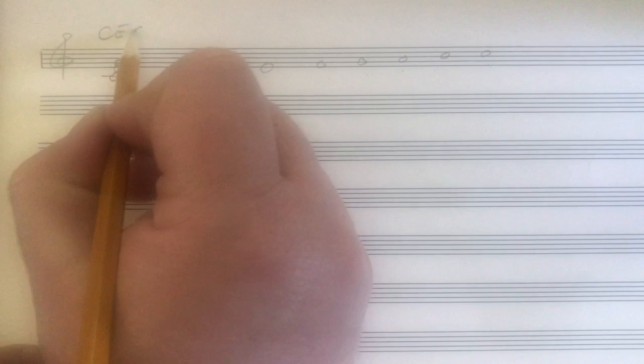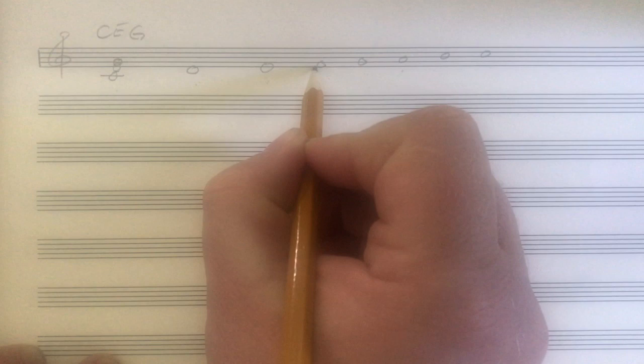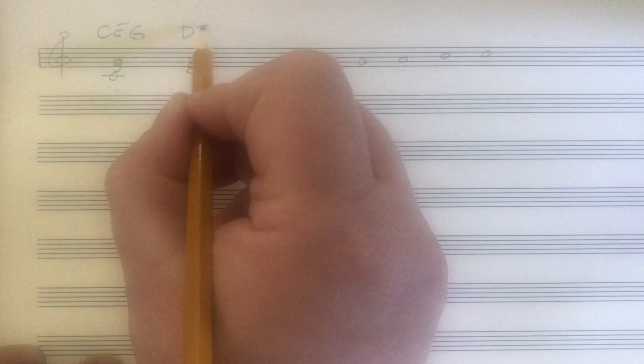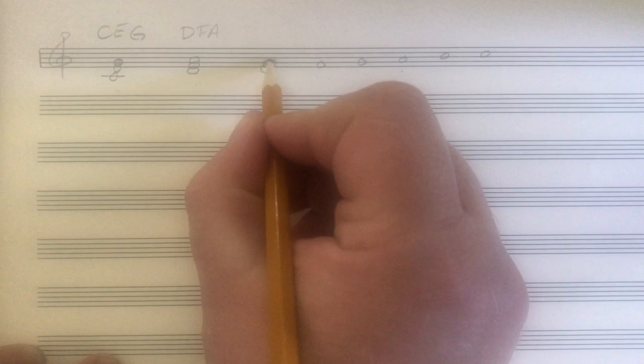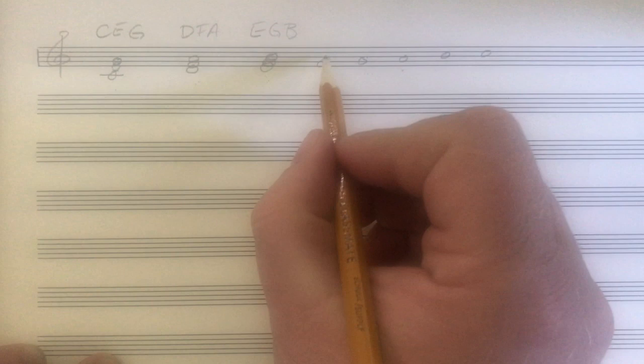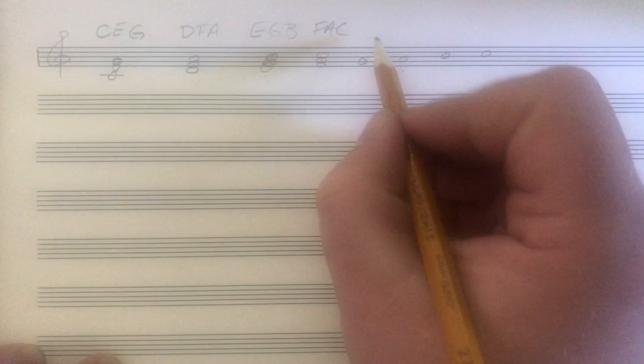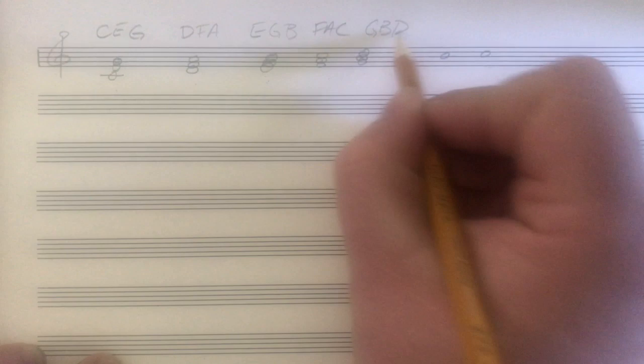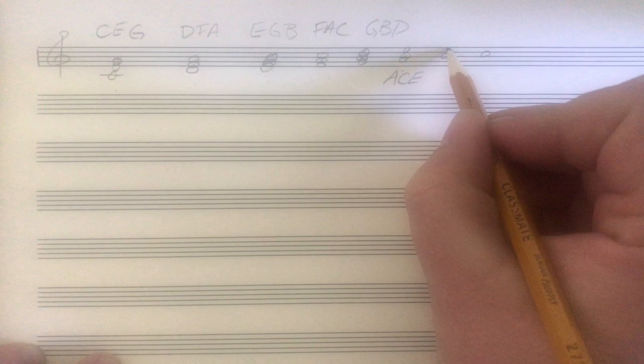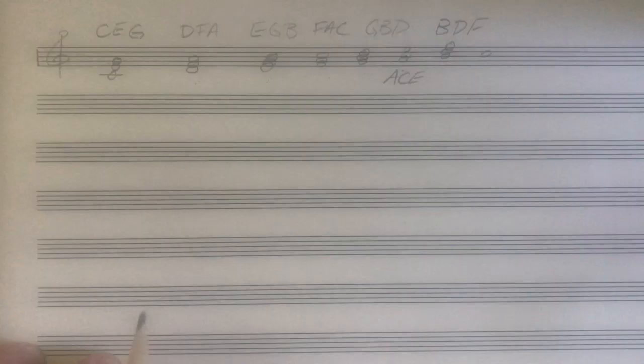D, so if I skip F, A. So D, F, A. E, G, B. And you can see I'm just making little snowmen here. And F, A, C, G, B, D, A, C, E, and then B, D, F. These are called the chords of the major scale.